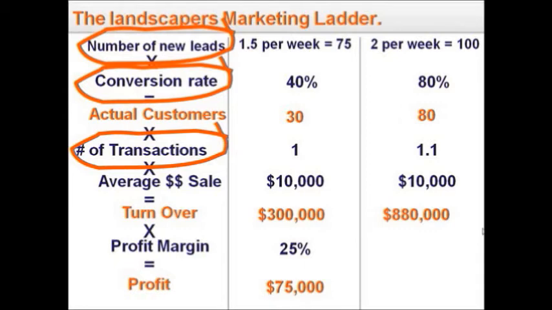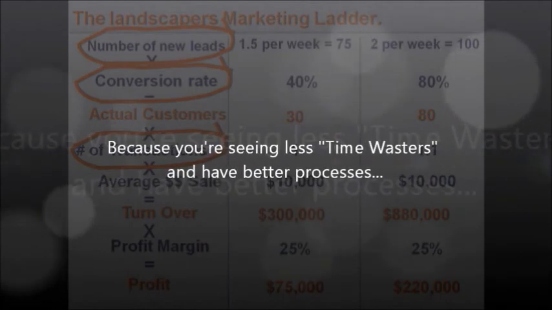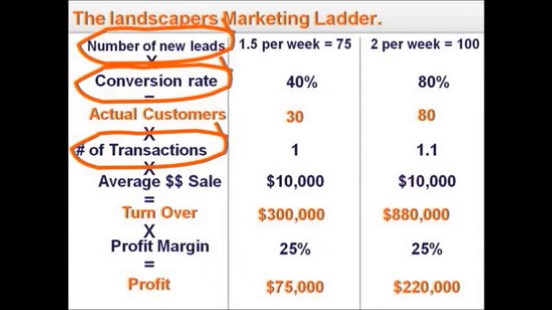So it's a decent chunk of change. It's a decent turnover for most small landscape businesses. If the profit margin remains at 25%, which it shouldn't, it should be increasing of course, the profit goes up to $220,000 prior to tax and prior to running expenses.